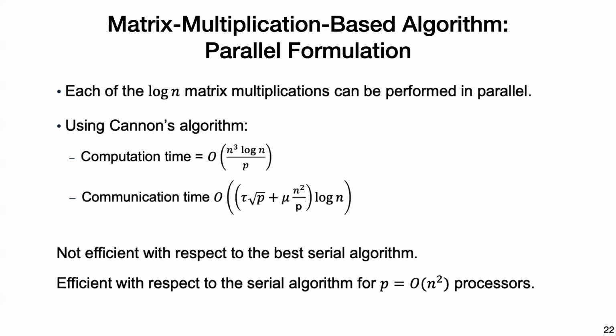Okay. And if we just plug in Cannon's algorithm, for example, which is an algorithm we learned for matrix multiplication, the computation time becomes n cubed log n over p. And then communication time becomes this thing. It's just the computation and communication time for Cannon's algorithm times log n, because we had to do log n of them.